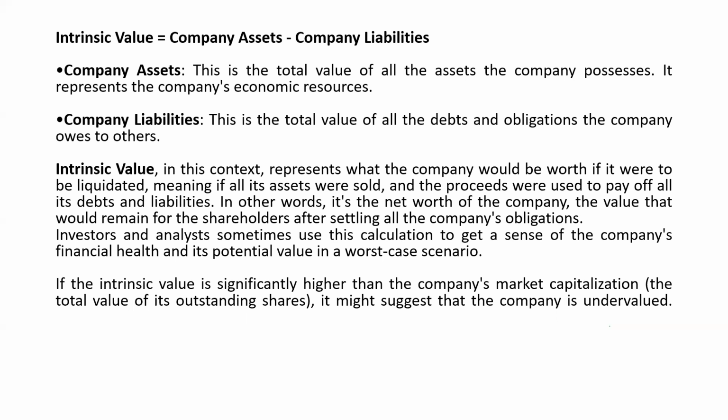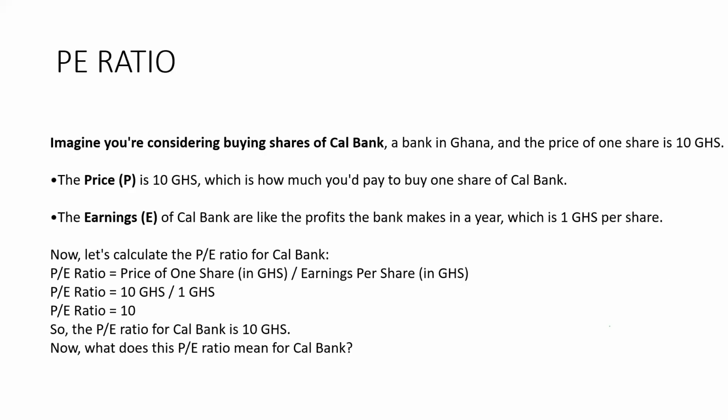So these are the two formulas that we are looking at, but we'll also take a look at the PE ratio. This is a breakdown of what the PE ratio is. Here is a very simple example I came up with. Imagine you are considering buying shares in a bank, and the price of one share is 10 cedis. The price P is 10, which is how much you pay to buy one bank share. The earnings of the company are the profits the bank makes in a year, which is 1 Ghana cedi per share. Now let's calculate the PE ratio for the bank. So PE ratio is the price of one share divided by the earnings per share.